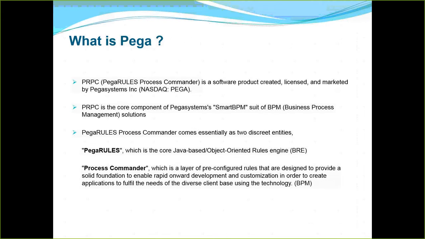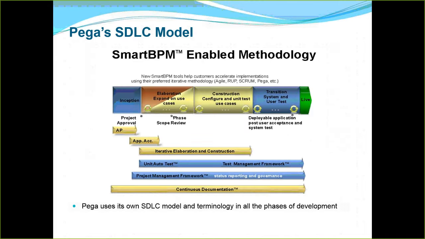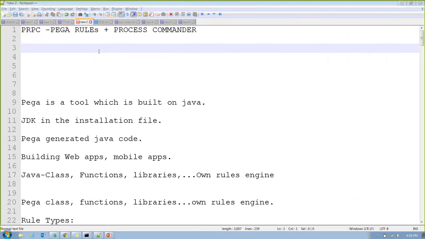I was explaining to you the definition of Pega Rules Process Commander. Pega Rules is basically a rules engine which is completely built on Java. And Process Commander is the way you organize your rules, the way you compile and pick the rules at runtime, and everything will be taken care of by Process Commander. Okay. So I'll just show you how Pega rules work. As I was telling you, Pega is a tool which is built on Java.